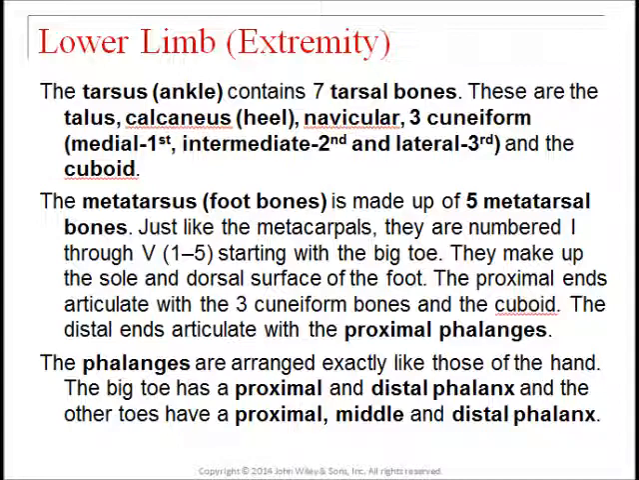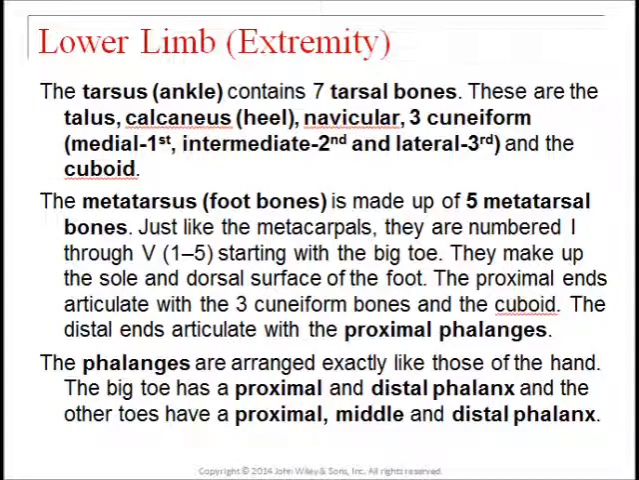The foot also has 5 metatarsal bones, and notice that instead of saying metacarpal, we'll use metatarsal. And just like those metacarpals, they're numbered 1 through 5, number 1 being the big toe. The metatarsals will make up the sole and dorsal side of the foot. The proximal ends of the metatarsals will articulate with the 3 cuneiform bones and the cuboid, all starting with a C. The distal end of the metatarsals will articulate with the proximal phalanges.